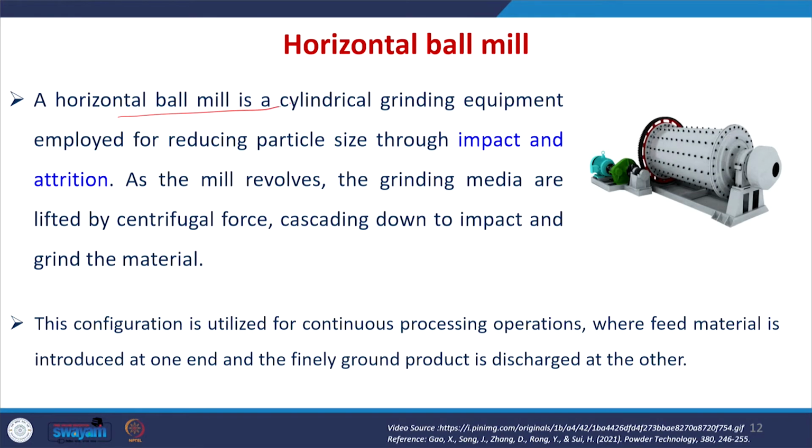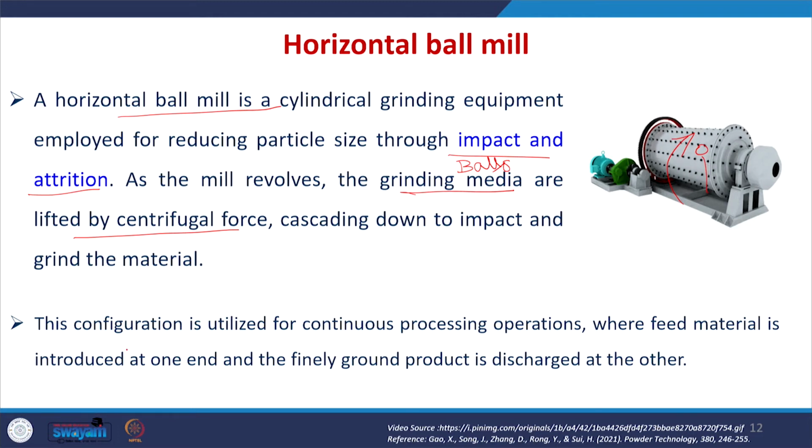The horizontal ball mill is a cylindrical grinding equipment, and as I explained earlier, the ball milling principle is based on impact and attrition. When the mill is revolving, the grinding media, that is the balls, will be lifted by centrifugal force and cascade down to impact and grind the material. It is lifted to the top by the centrifugal force, and the balls fall down and break your powder into nano size material, which reduces the particle size.